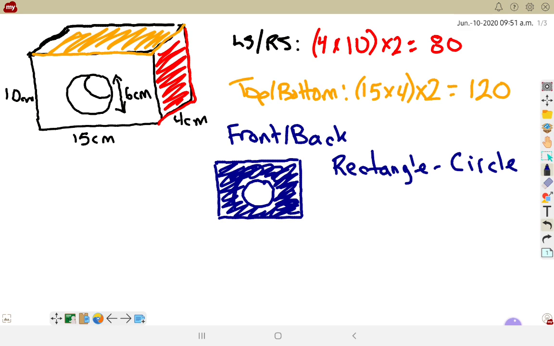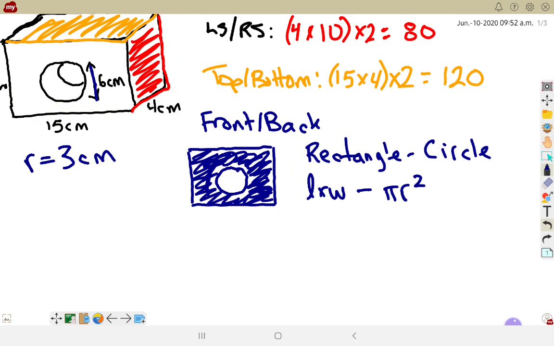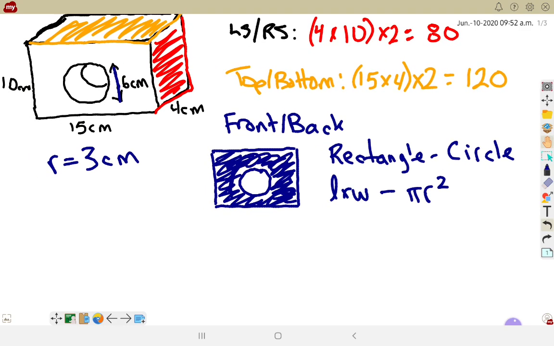So area of a rectangle, length times width. Circle, pi r squared. Now if I look back at my original drawing here, the circle from the bottom to the top is 6 centimeters, so that means that my radius is half as big, so make sure you're using 3 for the radius. Otherwise we might accidentally find that the circle has a larger area than the rectangle, and that would be bad. All right, so length of that rectangle going all the way across, 15. The width is 10.